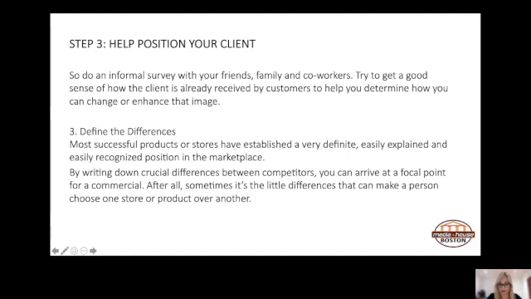Is it with regards to ease? A lot of people choose things because it's easier to go with that one. Is it because you trust a certain service because you've used it before? Is it because you get better value by using a specific store? Is it better goods? Whatever it might be, okay? So write down the crucial differences between the competitors.